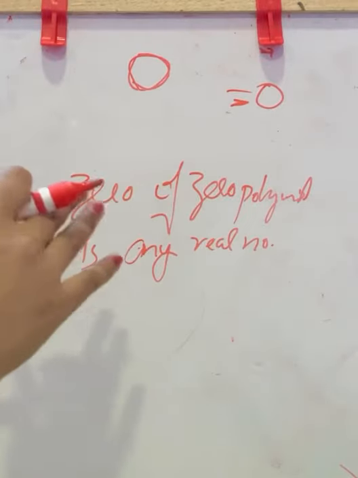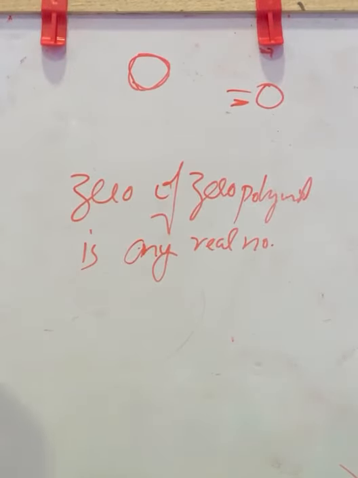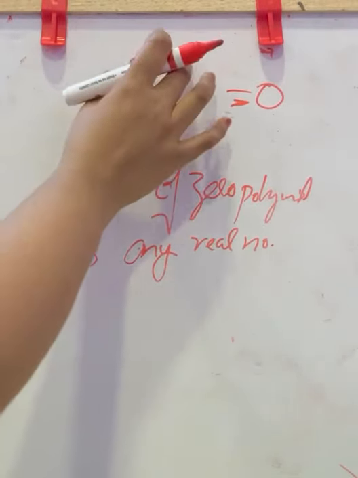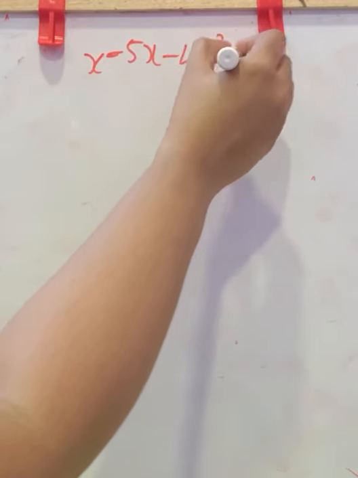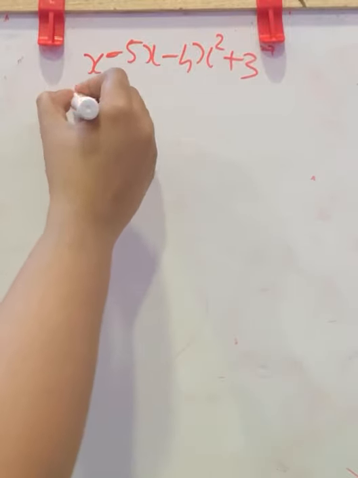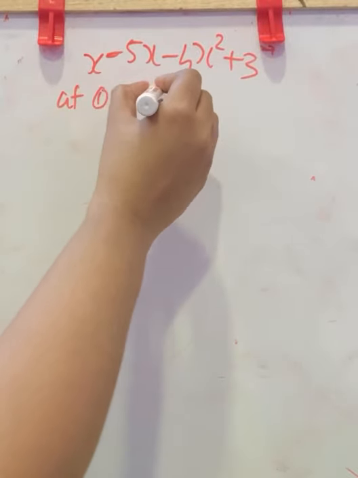So we can conclude that every real number is a 0 of this 0 polynomial. Next, let us move to exercise 2.2. Find the value of the polynomial p(x) = 5x - 4x² + 3 at, first one, x = 0.